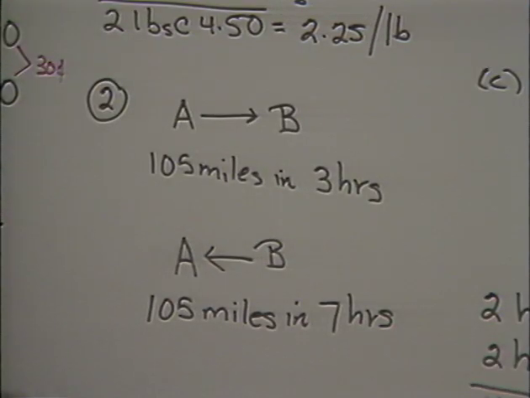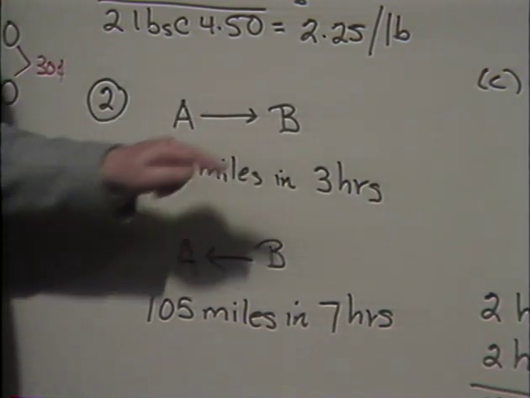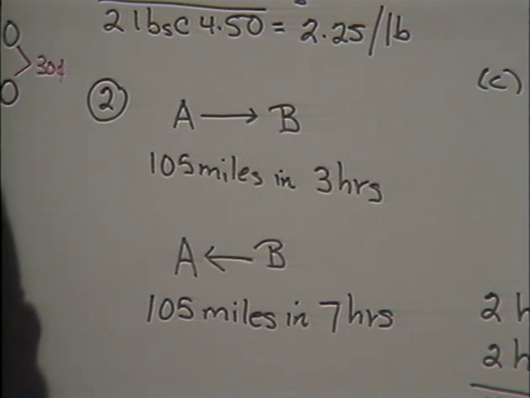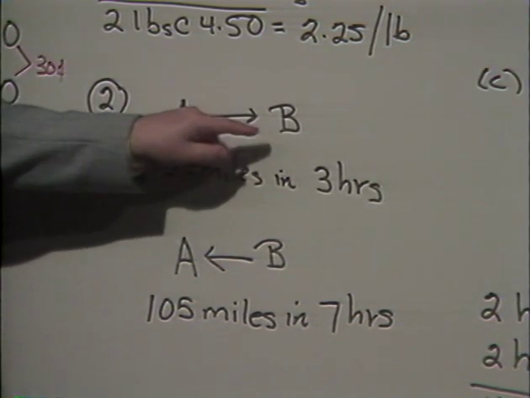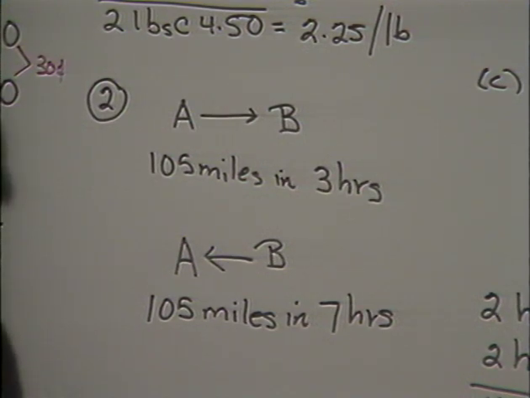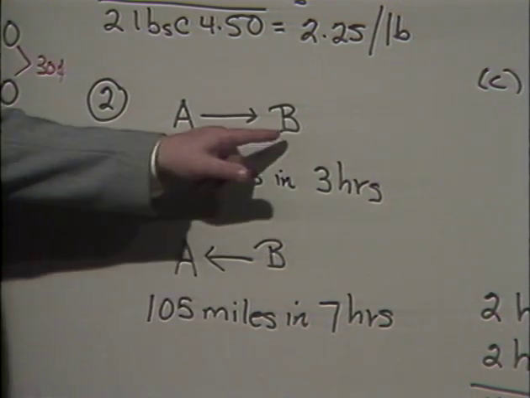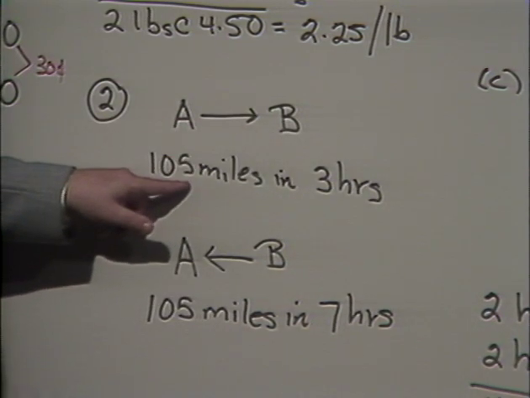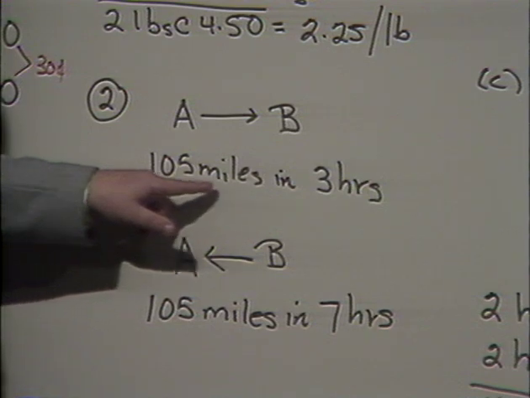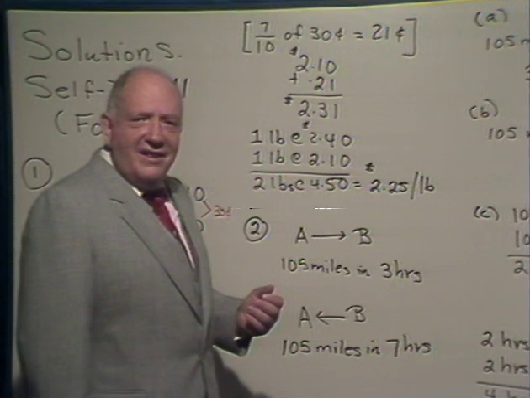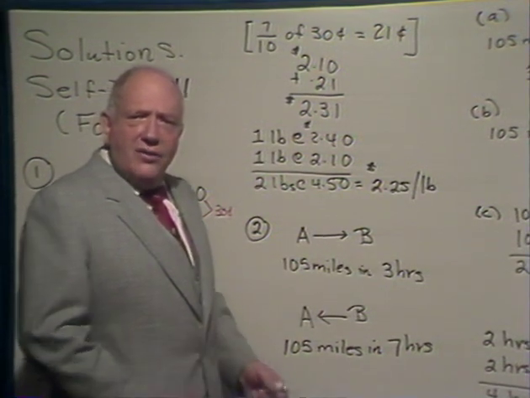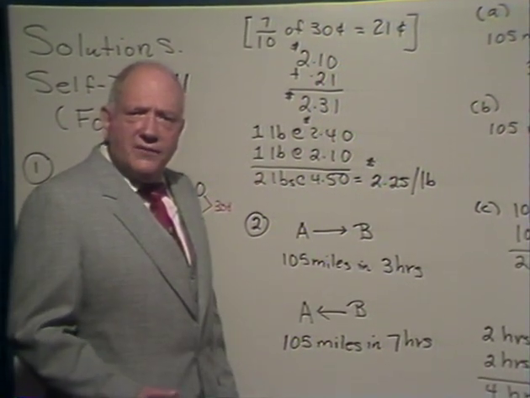In the second problem, I tell you there are two towns, A and B, that are 105 miles apart. And the information I give you is that in going from A to B, you take 3 hours. And in going from B to A, you take 7 hours. That may not seem like a very realistic speed for 105 miles. That's one of the problems with averages. For example, is it possible that your car broke down and it took 4 hours to fix? Then you drove very carefully to make sure it was fixed correctly.